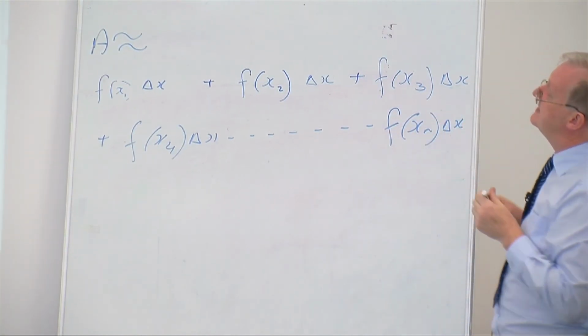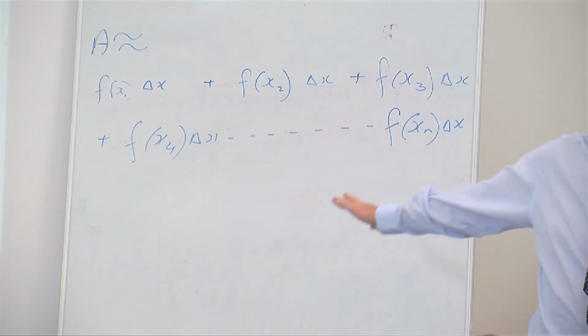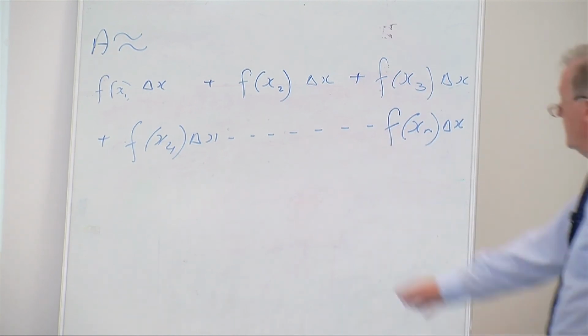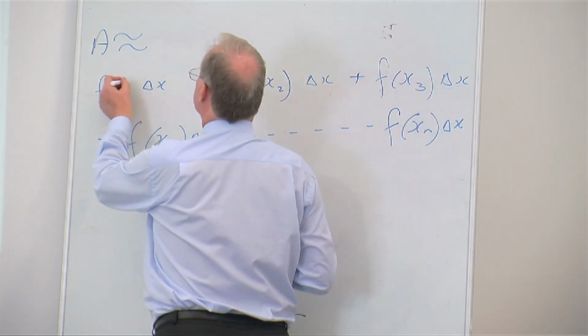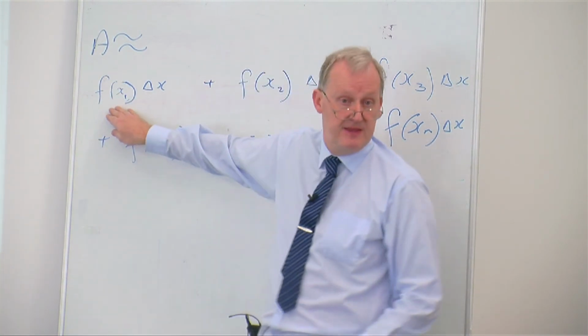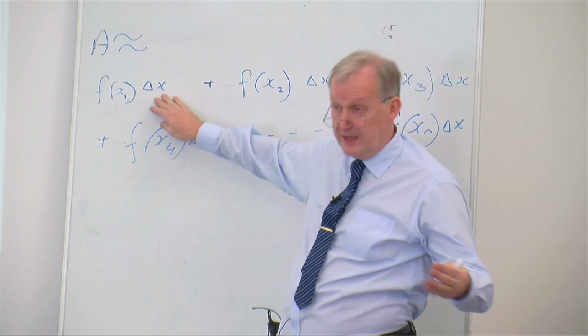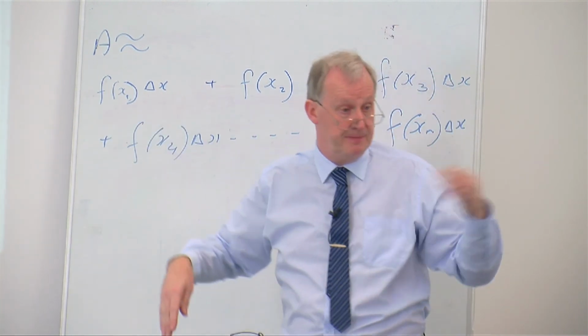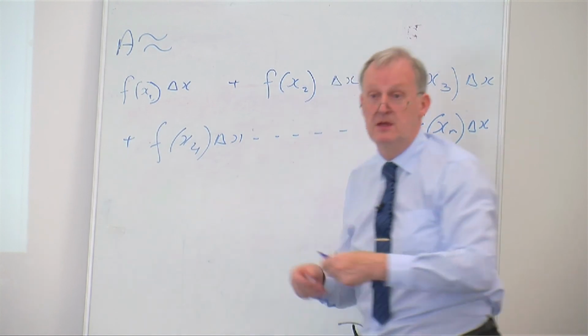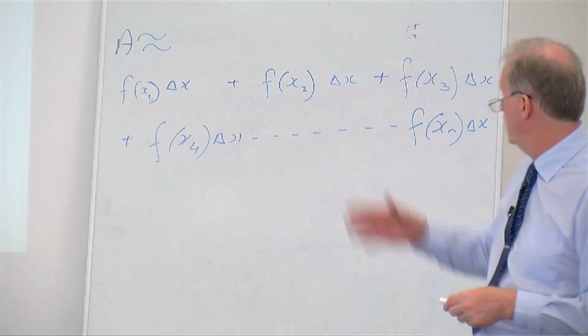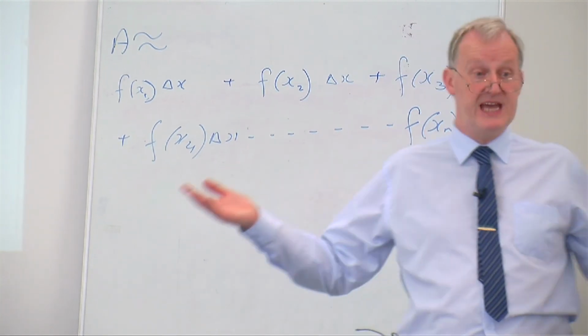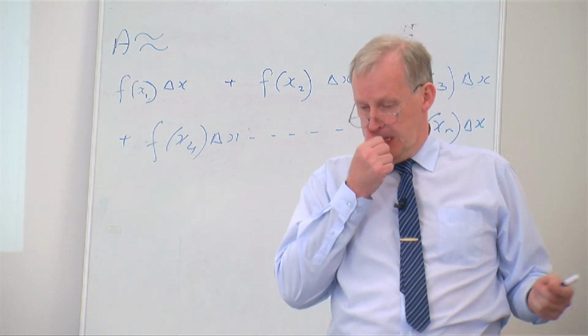Now, can you stop there a second? That looks awful on the board, but what is it? What's f of x1 or what's any of those f things? They're simply heights. What's this? Widths. So what are you doing there? Height by width. So what's any one of those? Area of a rectangle. What's all of them? It's just adding loads of rectangles.